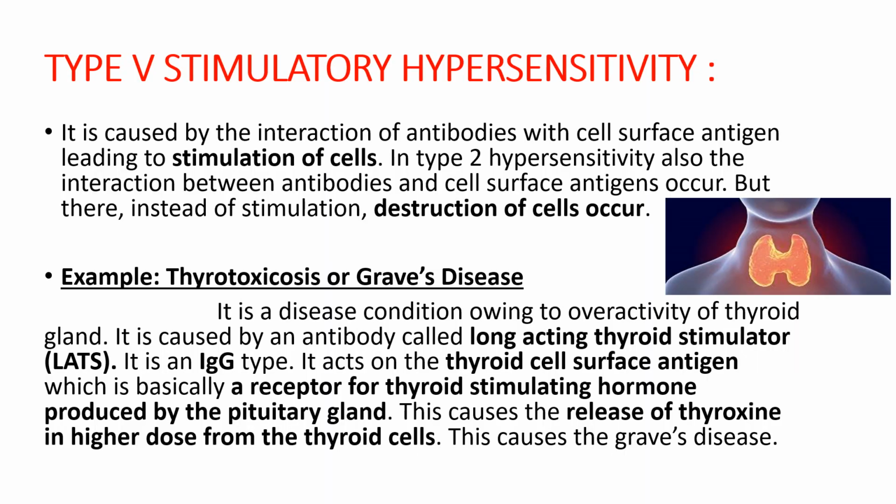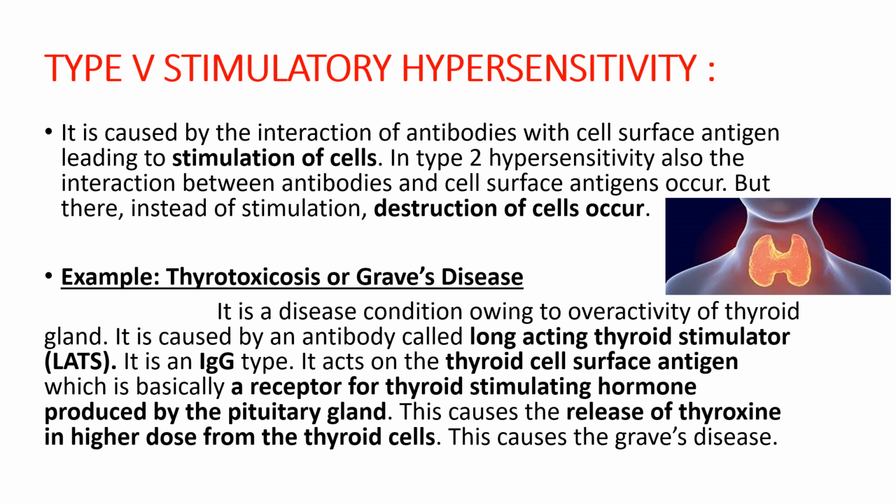Type 5, stimulatory hypersensitivity. It is caused by the interaction of antibodies with cell surface antigens, leading to stimulation of cells. In type 2 hypersensitivity, the interaction between the antibodies and cell surface antigens also occurs, but there, instead of stimulation, destruction of cells occurs. Example, thyrotoxicosis or Graves' disease. It is a disease condition owing to overactivity of the thyroid gland. It is caused by an antibody called long-acting thyroid stimulator, LATS. It is an IgG type.